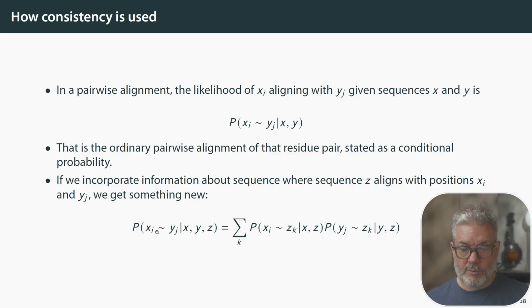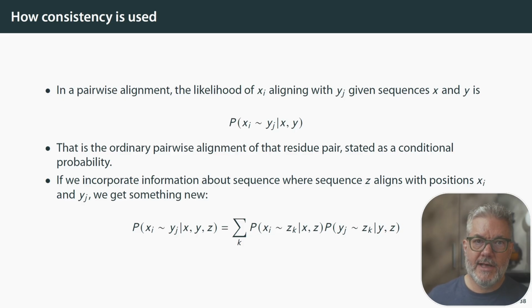The way these conditional probabilities work, we can assume with some pretty straightforward assumptions, what we can do is basically sum, since we're adding this sequence Z, we can basically sum over all the positions in Z, so from 1 to K, and look at that alignment with X sub I and that alignment with Y sub J, those two conditional probabilities. We sum the product of those over all K, and that becomes our conditional probability given X, Y, and Z. So that allows us to consider this third sequence Z.